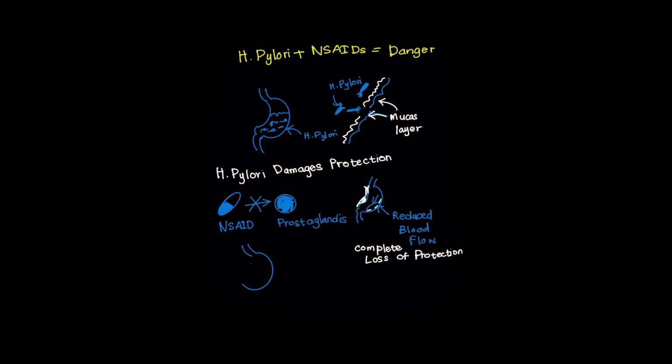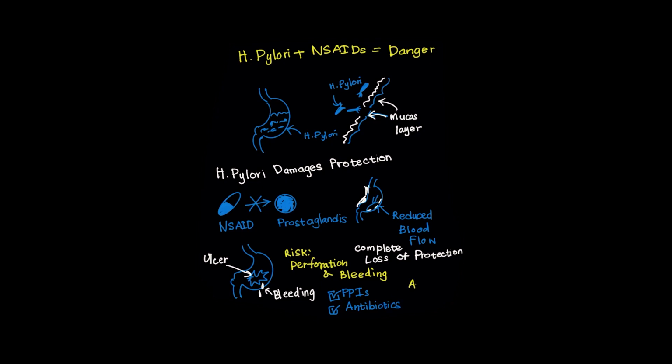This double assault dramatically increases the risk of severe ulceration, perforation, and life-threatening GI bleeding. Proton pump inhibitors and H2 blockers actually help by reducing acid during treatment. Antibiotics are essential to eradicate the infection. Only NSAIDs must be completely avoided.